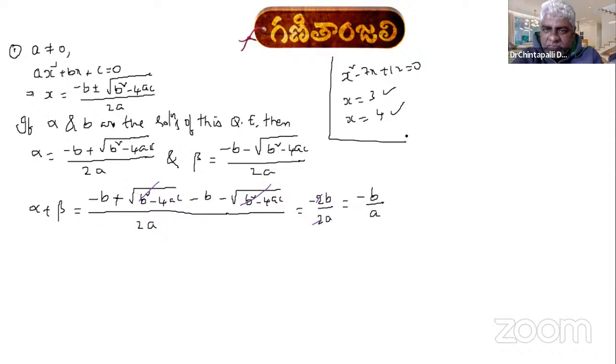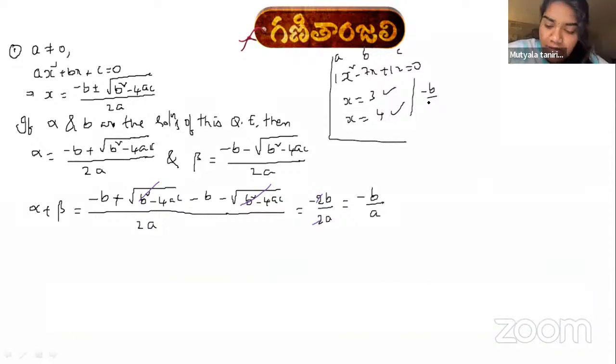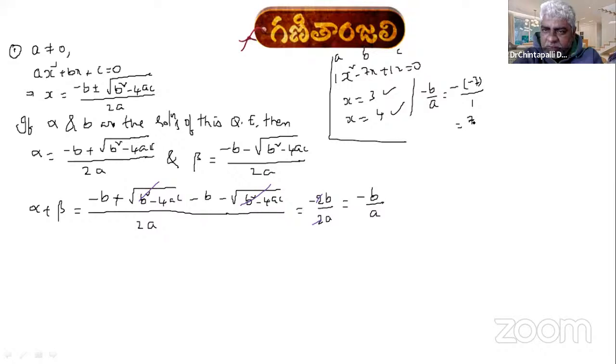Can we apply it here? What is a in this equation? 1. What is b? Negative 7. What is c? 12. What is negative b over a? Negative times negative 7 over 1 is 7 by 1, that is 7. So when we add these two roots, we get 7. The formula to find the sum of the roots is negative b by a.